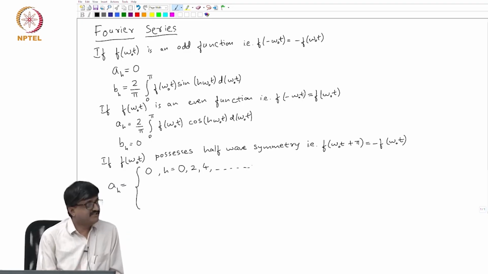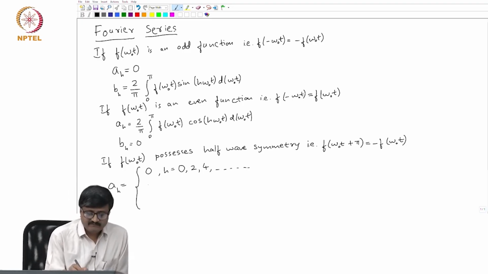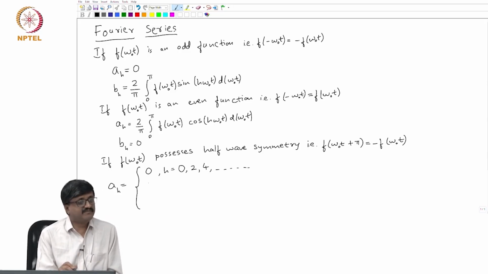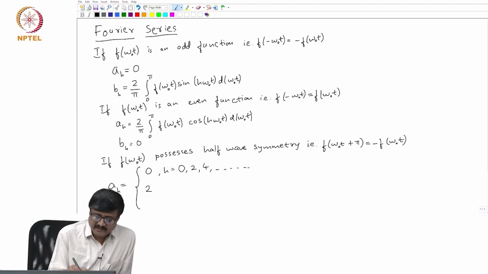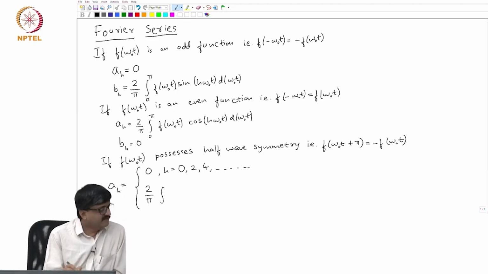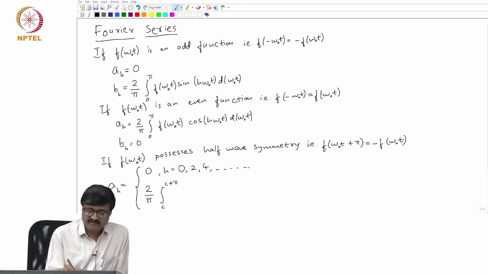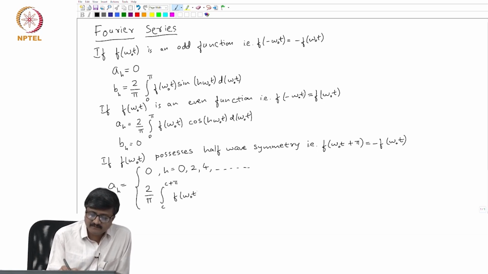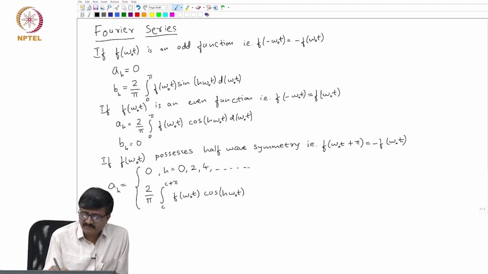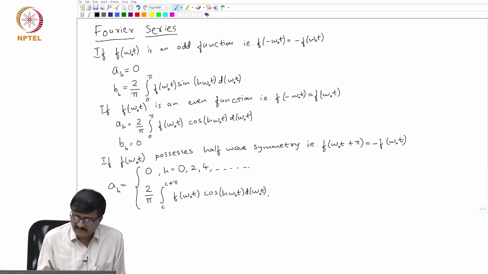So, for all these values of h, a h is 0, and for h equal to 1, 3, 5, and so on, we have an expression, but what is the simplification? We do not integrate over one full cycle again, but half a cycle. So, it is 2 by pi integral from any arbitrary constant c to c plus pi f of omega o t cos h omega o t d omega o t. So, this is the expression for h equal to 1, 3, 5, and so on.